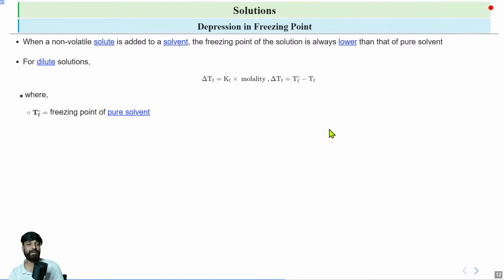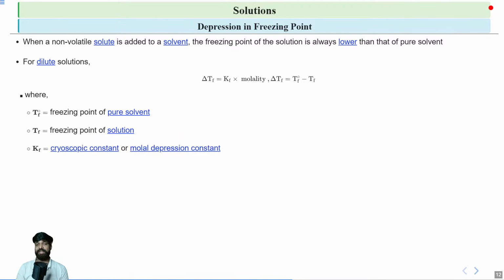Next, here T0F is the freezing point of pure solvent, TF is the freezing point of the solution. Then we have Kf, our cryoscopic constant or molar depression constant. Remember to learn the names. Kb was the ebullioscopic constant, and here Kf is the cryoscopic constant. They have one more name: Kb is the molar elevation constant, and Kf is the molar depression constant.